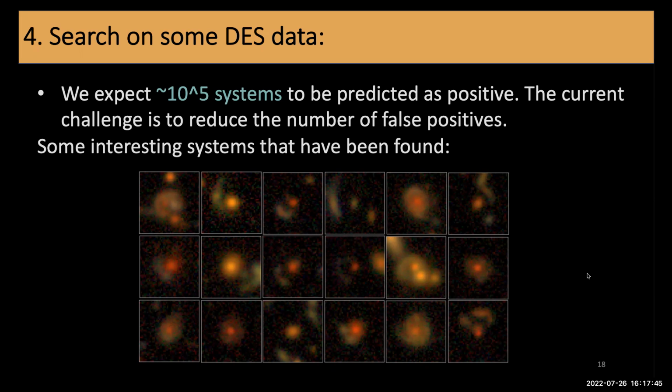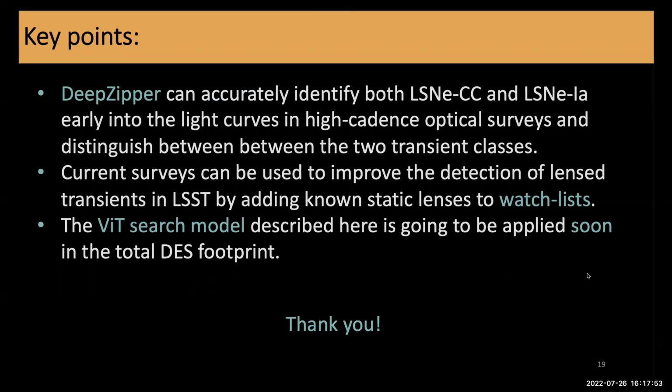And then these are some cool, interesting candidates that we have already found in DES. And just some key points from my talk. So Deep Zipper is really cool. I think it's ready to be applied to LSST. So as soon as they start, think about Deep Zipper. And then strong lensing, even static strong lenses can be used to find lens transients. And my model of BAT is very close to being applied to the search in DES. So I'm very excited to see what I can find. Thank you.